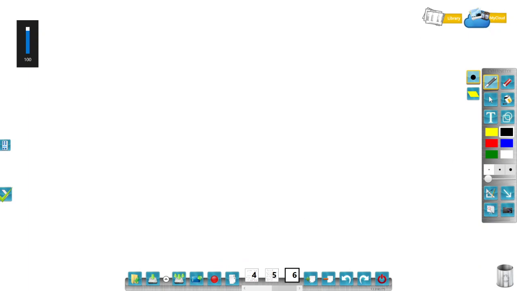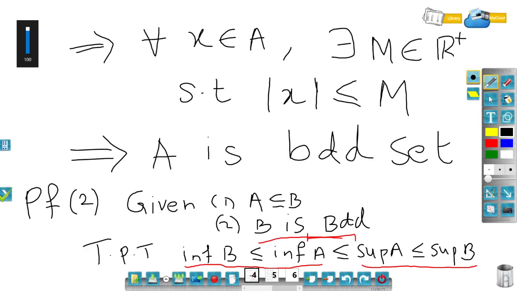So first we will put that infimum of what I have to prove. Let me write down infimum of B. This part I will prove first. Then I will prove this part, and at last I will prove the middle part. So these three inequalities I will club, and I will say that from 1 to 3 we will get this. So let's prove that infimum B is less than or equal to infimum A.